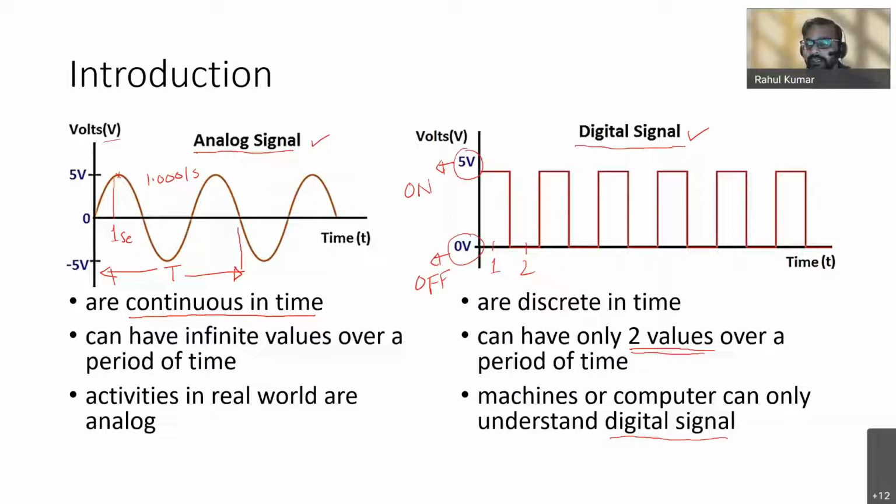Now most of the avionics systems that we are going to study are all computer based, right? So they could understand this digital signal only. They cannot understand an analog signal, which varies continuously with time. So that is why it is important to develop a basic concept of digital electronics before we study the different avionics systems in detail, right?